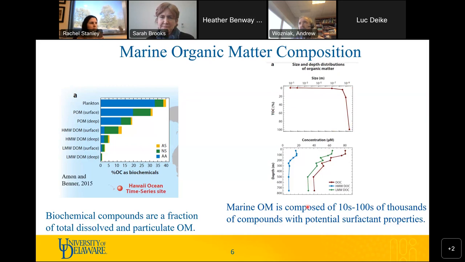So we need to understand the composition of these tens to thousands of organic compounds that have a range of potential surfactant properties to better understand surfactant activity. And that's where I'm going to suggest that these untargeted approaches get added to our toolkit. I'm not arguing that we should stop looking at these biochemicals. I think they're giving us fantastic information, but some of these untargeted approaches we can learn a lot from.